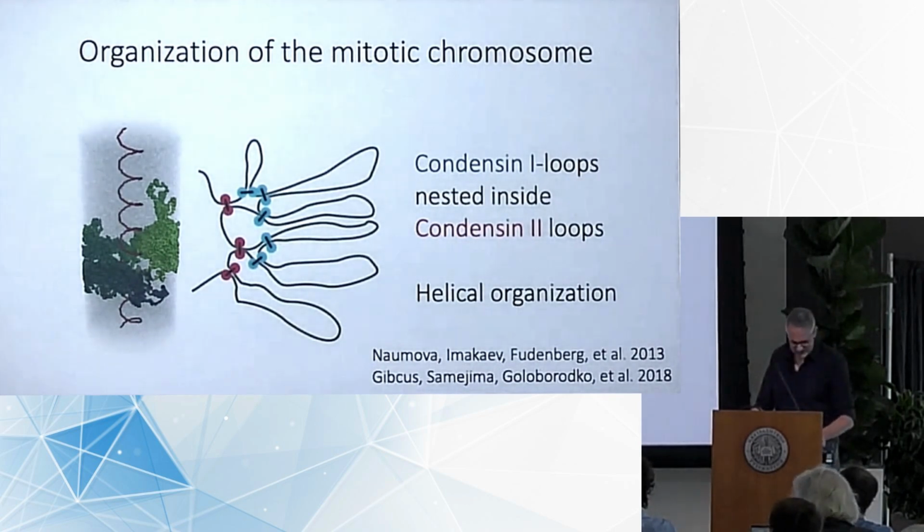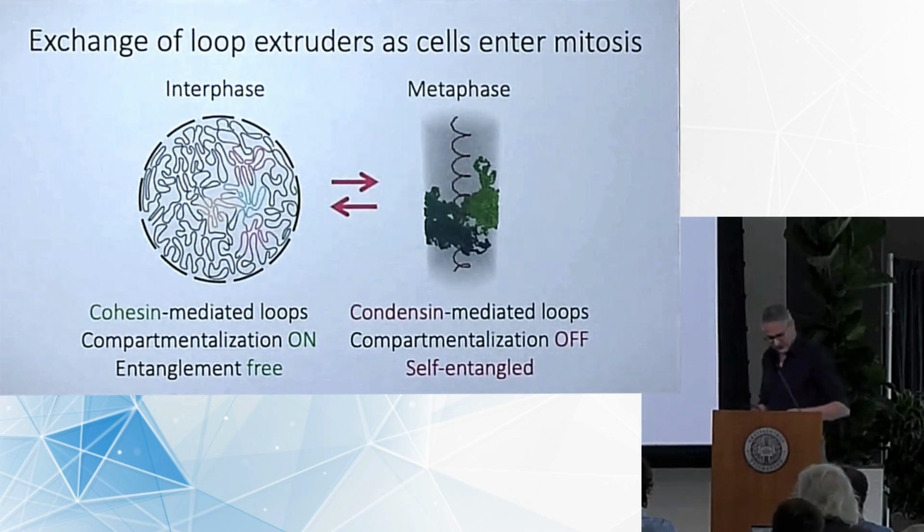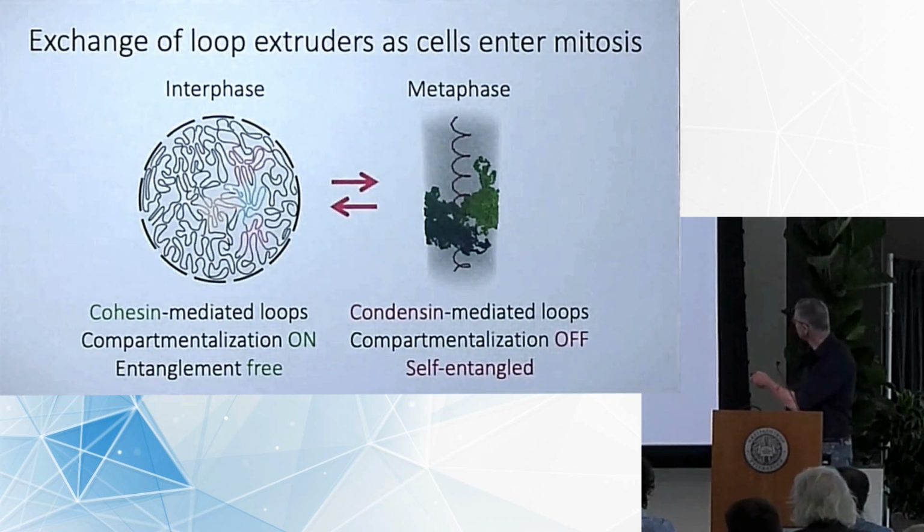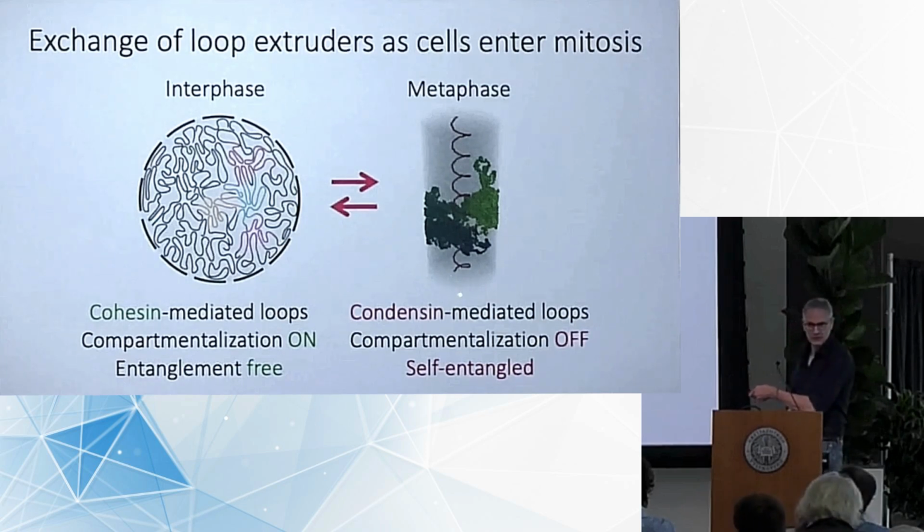And one of the points, again, that I want to make today is that in order to make this structure, you don't need to come up with a new mechanism. Again, it's loop extrusion. But what happens is that in interphase, chromosomes are made by cohesin-mediated loops, whereas in metaphase, something happens and it gets replaced by condensin-mediated loops. So there's basically an exchange of the machine that makes the loops.